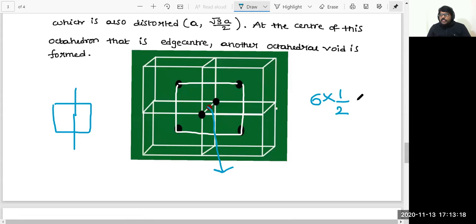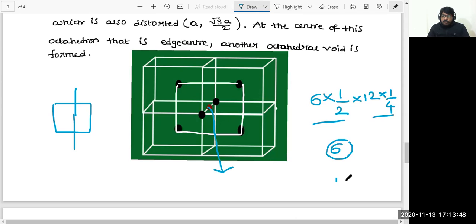And edge centers are how many? 12. Edge centers are 12. What is the contribution of an edge center? 1 by 4. So 12 into 1 by 4. So here this is 3, this is 3. So totally we can say there are 6 distorted octahedral voids in one unit cell effectively.